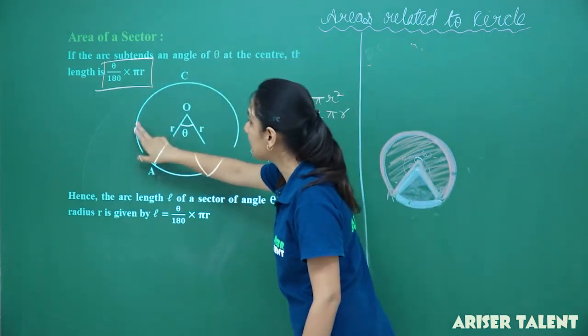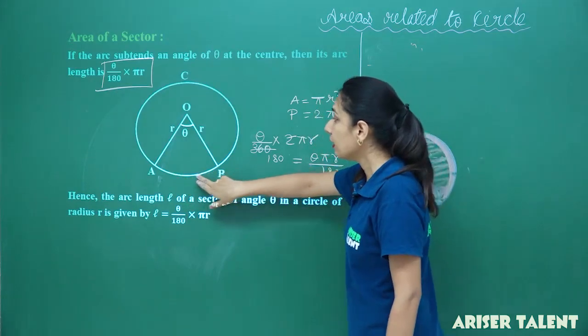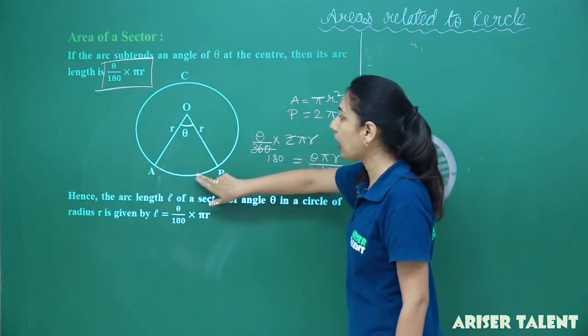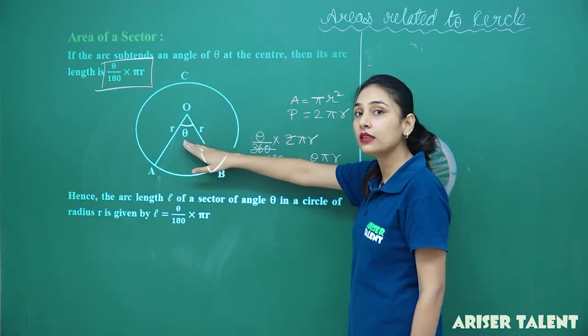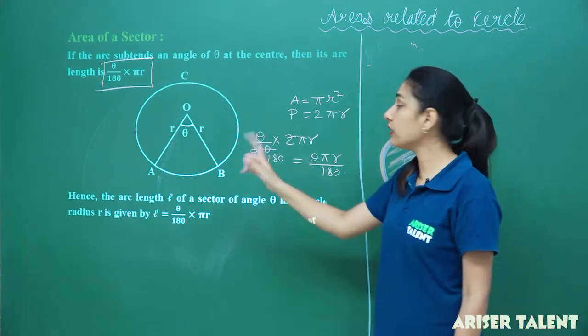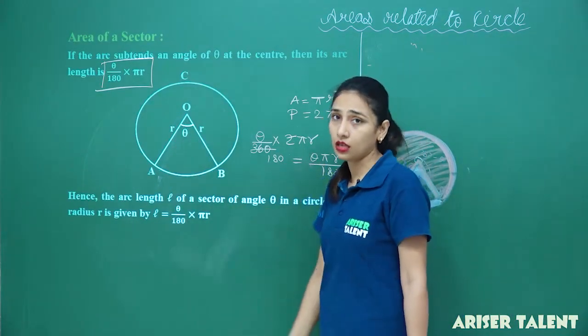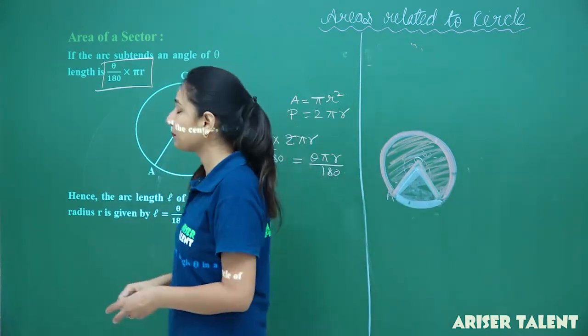We know the complete circumference is 2 pi r. So, what will be the length of this arc when we have only angle theta? What I did is I just used the ratios here. For 360, I have 2 pi r. So, how will I get it for theta? It is so simple.